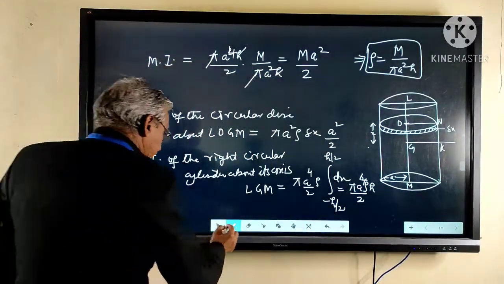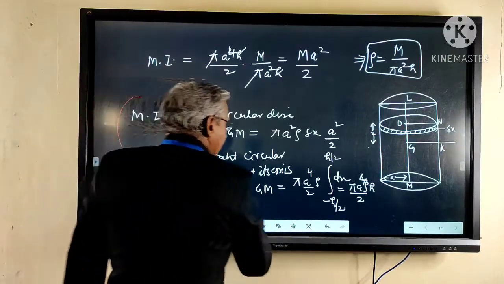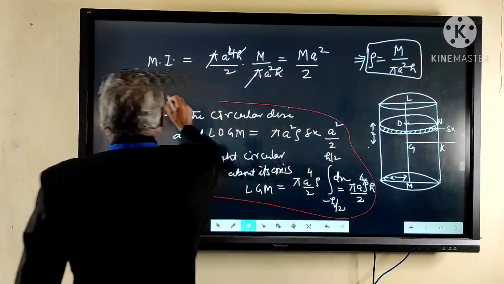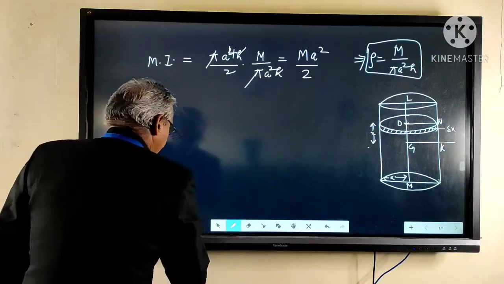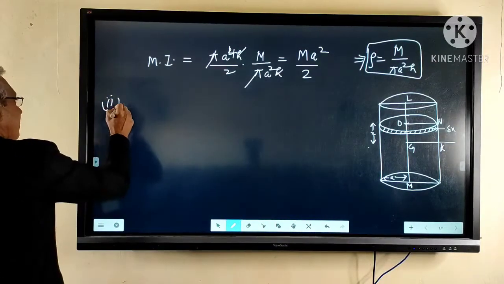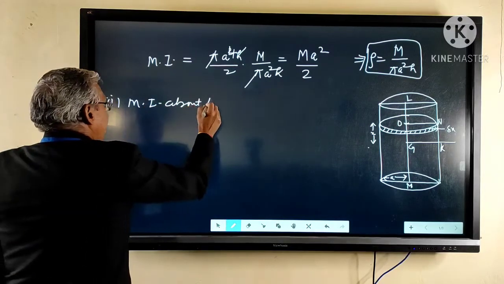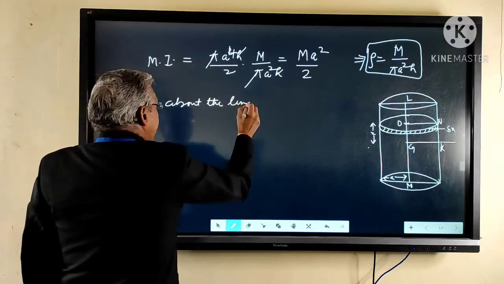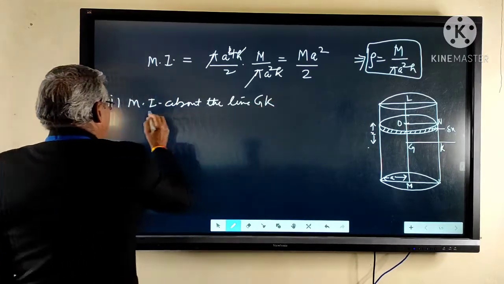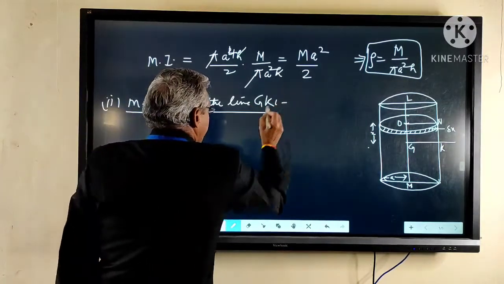Now we have to find out the moment of inertia about the line GK. Second part is the moment of inertia about the line GK.